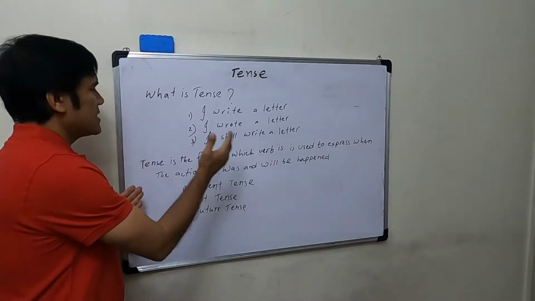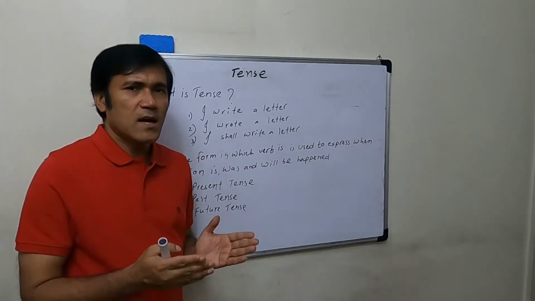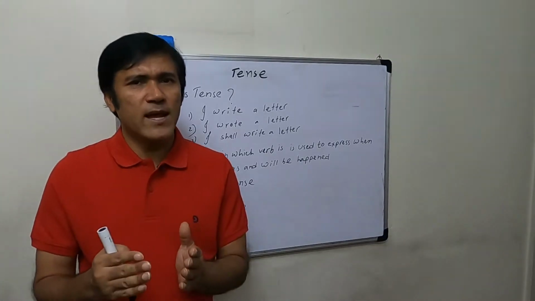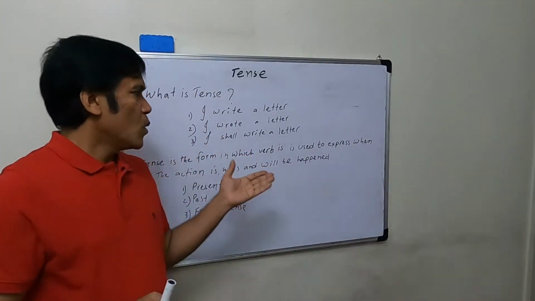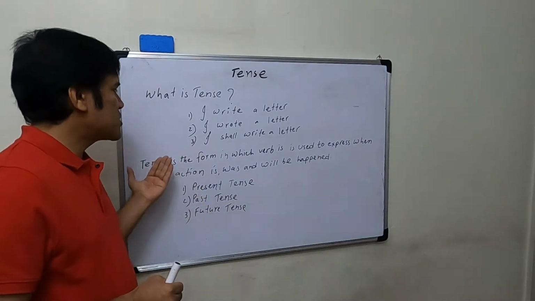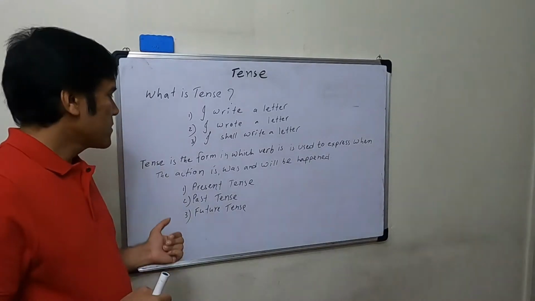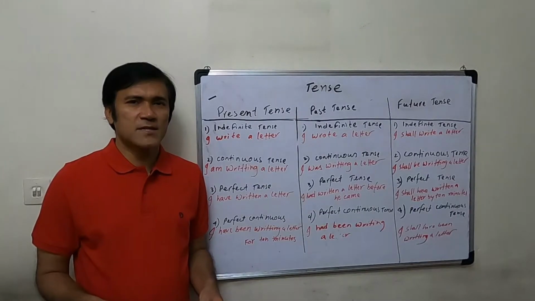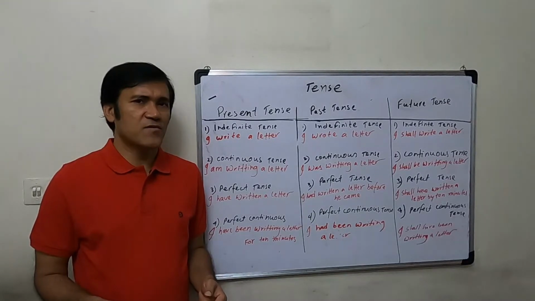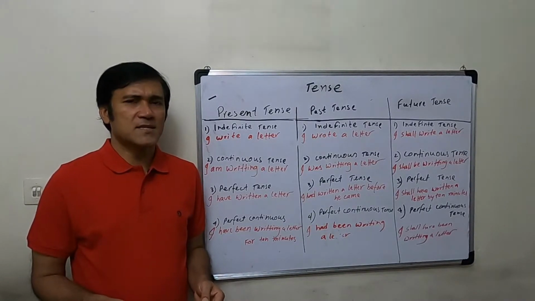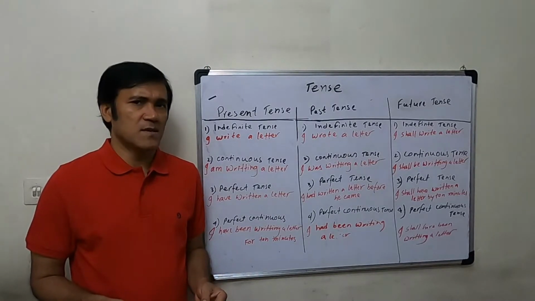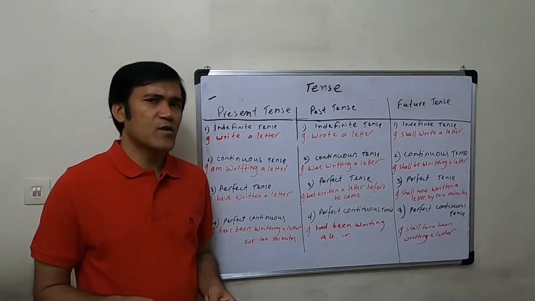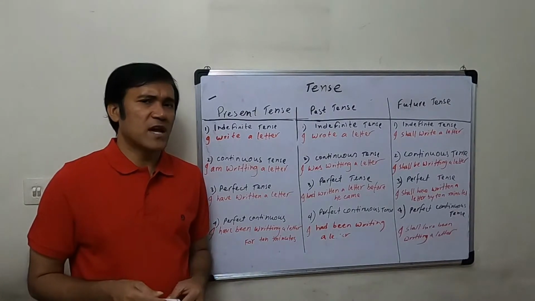We can define it in this way. Tense is the form in which a verb is used to express when an action is, was, and will be happened or performed. So we can categorize this time of action of the verb into 3 main forms: present tense, past tense, and future tense. Hello dear viewers and learners, now we will look into tense and all its classifications. We will see how one sentence is transferred into 12 tenses. As you can see, tense has 3 parts: present tense, past tense, and future tense. And each tense has 4 classifications.